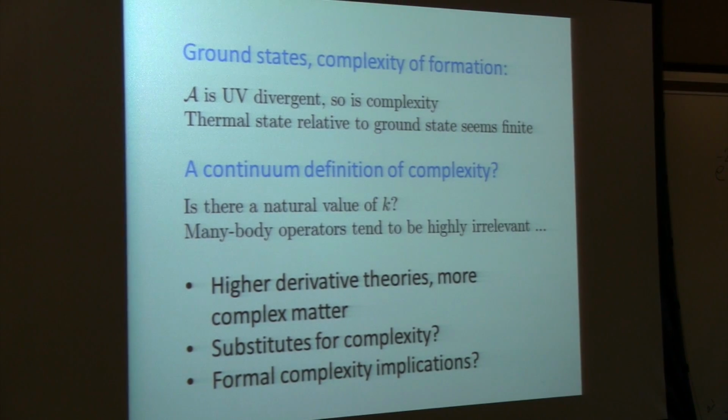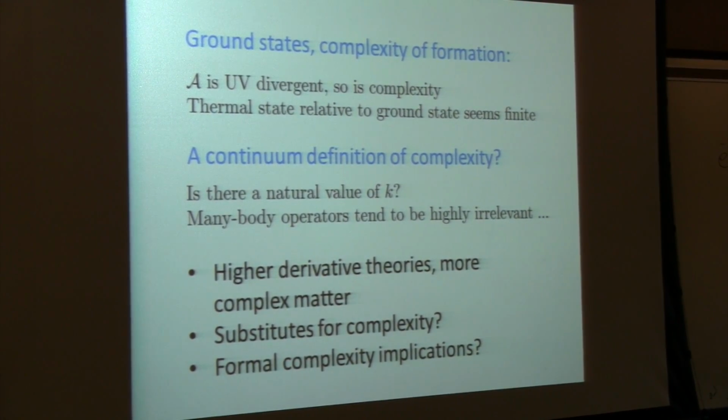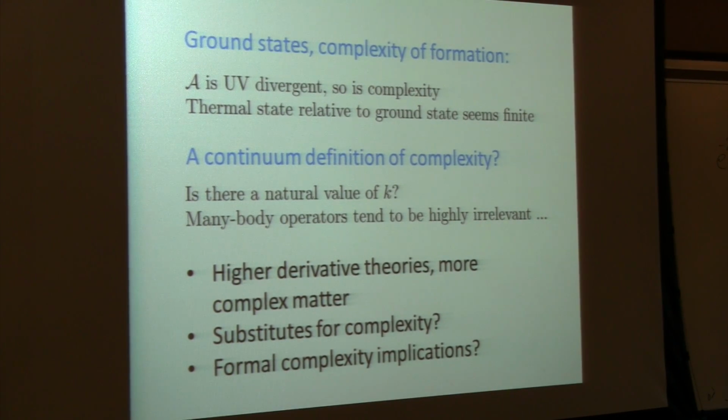A couple of things that are really interesting to think about, which we're thinking about right now, is this issue of ground state complexity or thermal complexity. I mentioned that the complexity of the ground state is UV divergent. The complexity of the thermal state relative to the ground state seems to be finite. In other words, adding thermal correlations relative to the ground state makes sense independent of the UV cutoff. So that's a really interesting quantity to calculate.